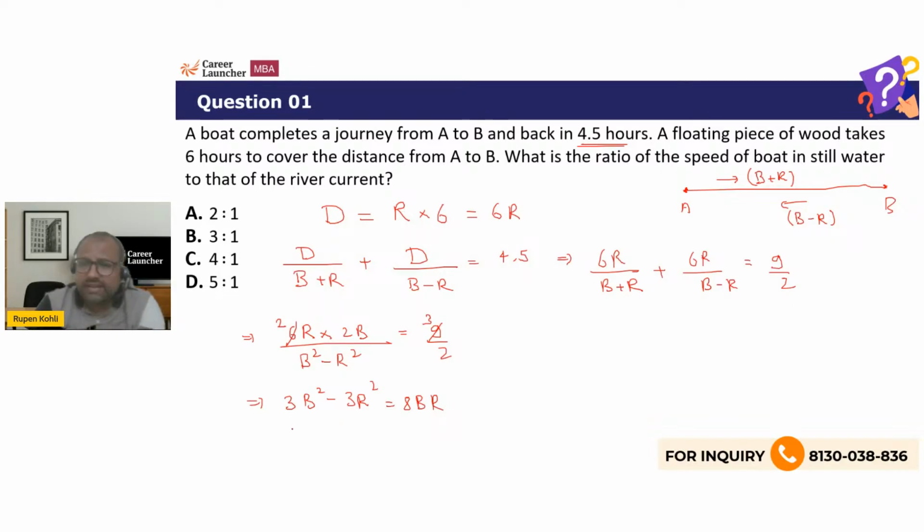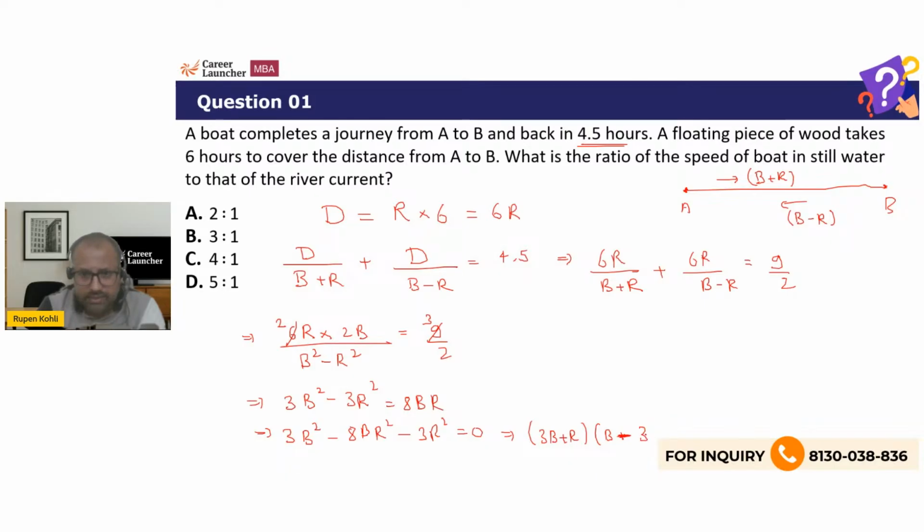So from here we'll get that ratio. We have 3b² − 8br − 3r² = 0. Clearly it can be factorized easily as 3b − r and b + 3r. Is that correct? No, sorry, it's the other way around: 3b + r and b − 3r.